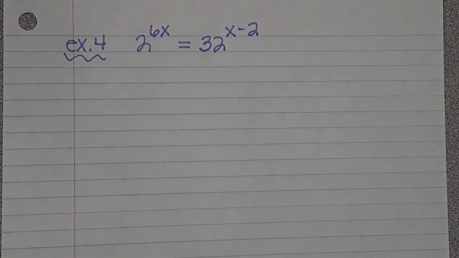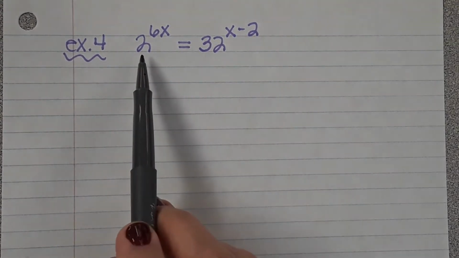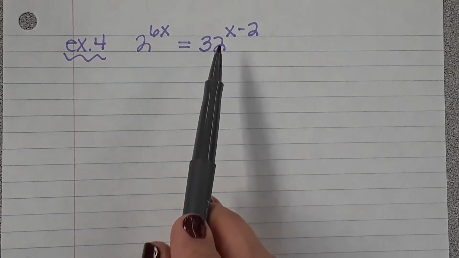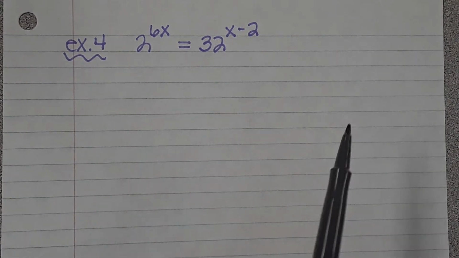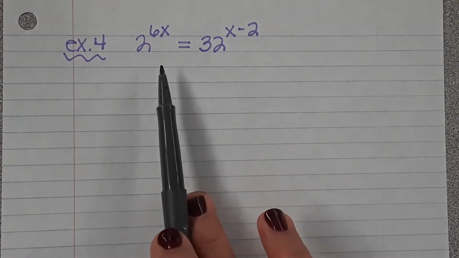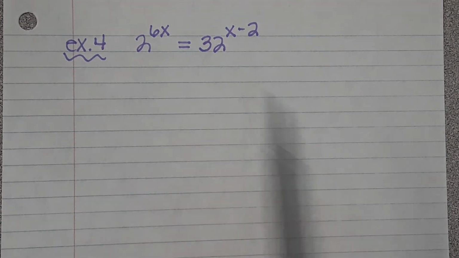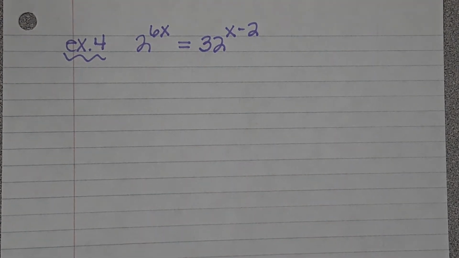Okay, so 2 is my base, and I have 32. So can I rewrite 32 as a base of 2? Can I multiply so many 2's together to get 32? Yes, we wrote on the board that it takes 5 of them.